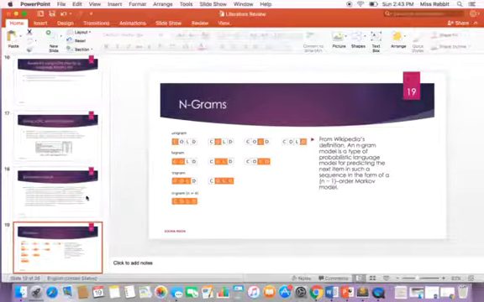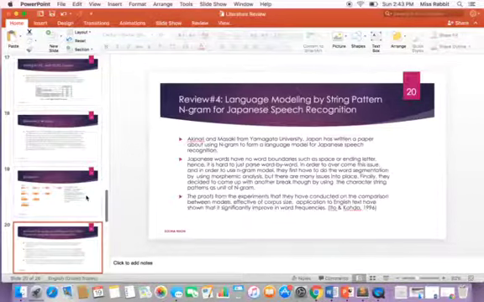Now, the fourth review is about the N-gram. From Wikipedia, an N-gram is a type of probabilistic language model for predicting the next item in a sequence in the form of an n-1 order model. The review for Scholar paper number 4 is talking about language modeling by string pattern N-gram for Japanese speech recognition.